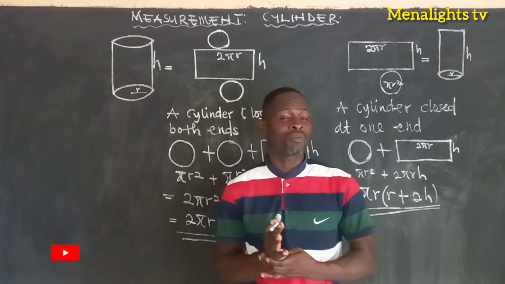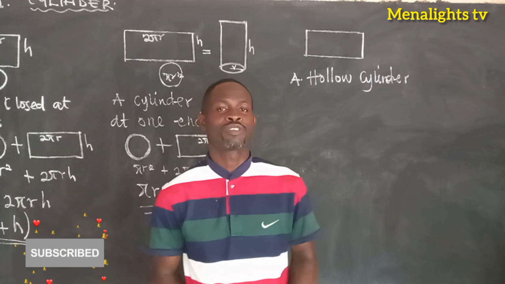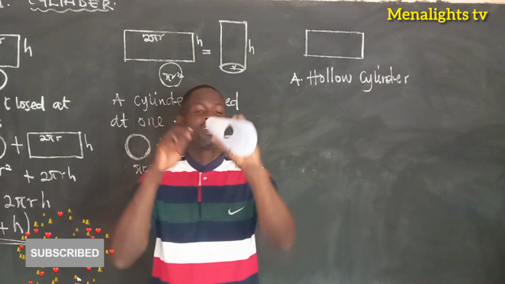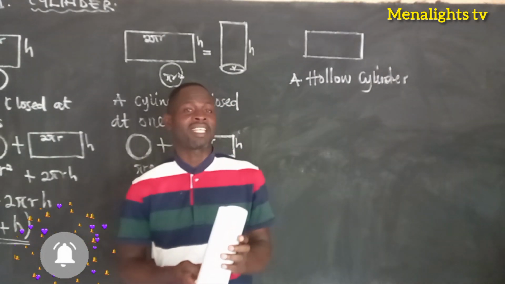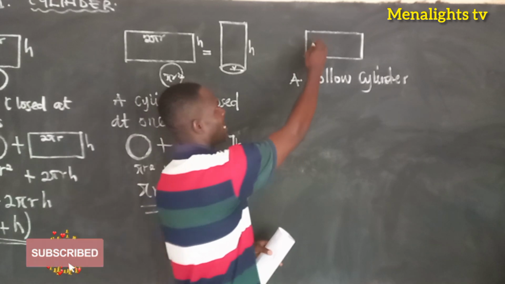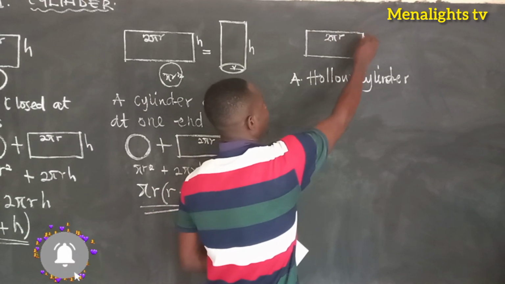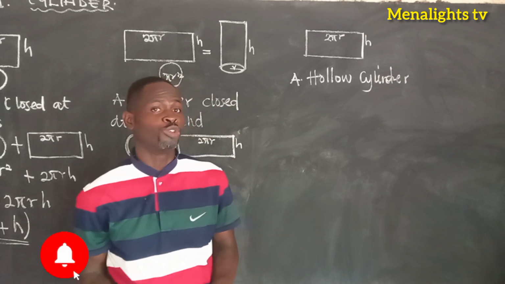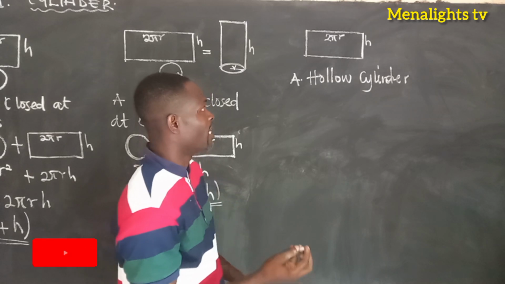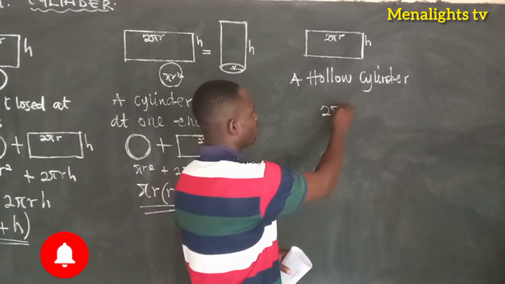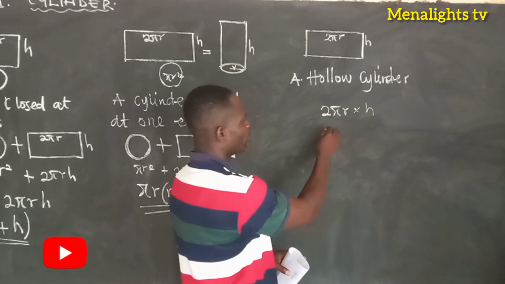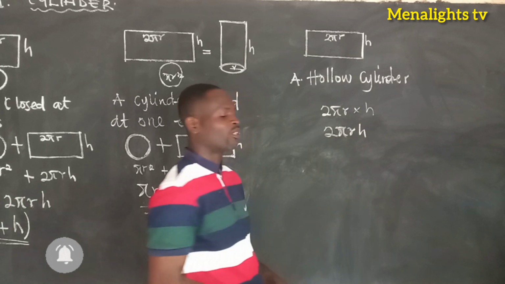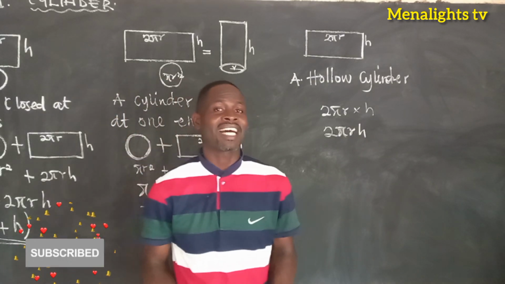So we are going to look at the third type, which is a hollow cylinder. When you say the cylinder is hollow, it is in this form. There's no cover here and there's no cover here as well. When you look at this, what we have here is the circumference, which is 2 pi radius, and then the height. So for us to find the surface area of a cylinder that is hollow, we have 2 pi radius times the h, which is 2 pi radius h. That becomes the formula for finding the total surface area of a cylinder that is hollow.